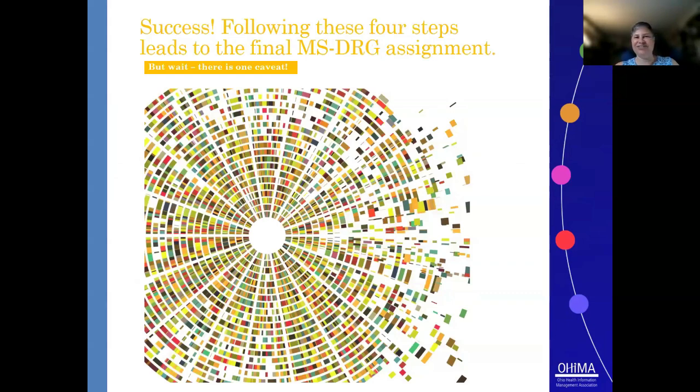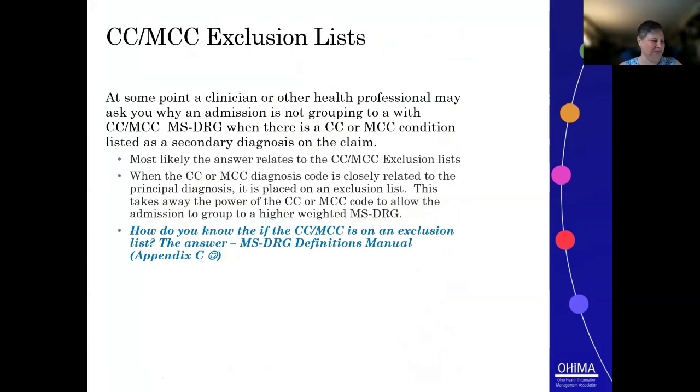All right. Huge success. Following these 4 steps leads to the final MS-DRG assignment. But wait, as in many things within Medicare and reimbursement and coding, there is one caveat. There's always one exception, right? We have to consider the CC-MCC exclusion list.